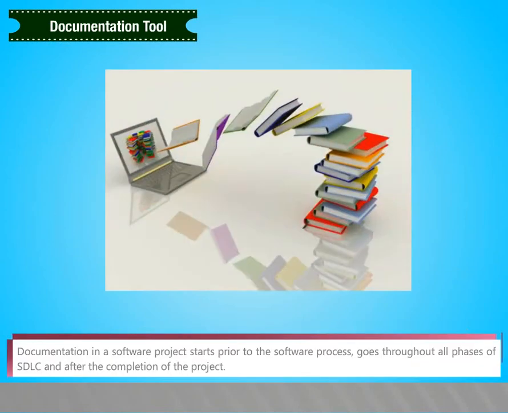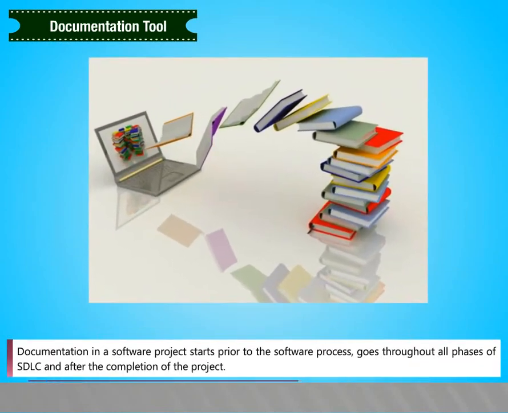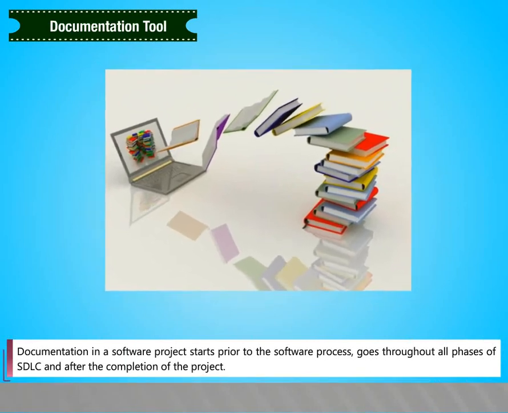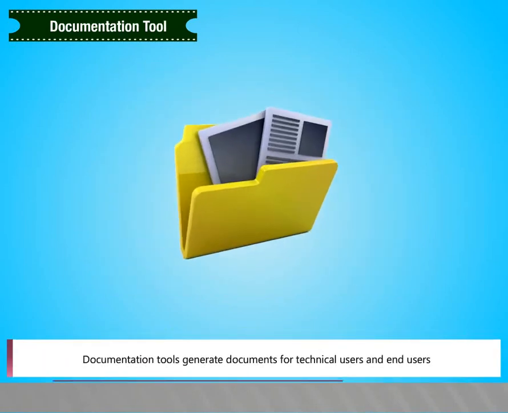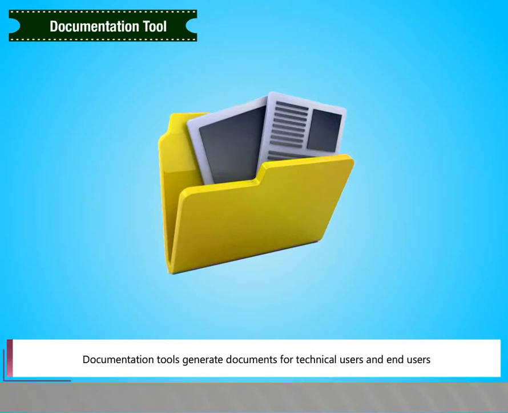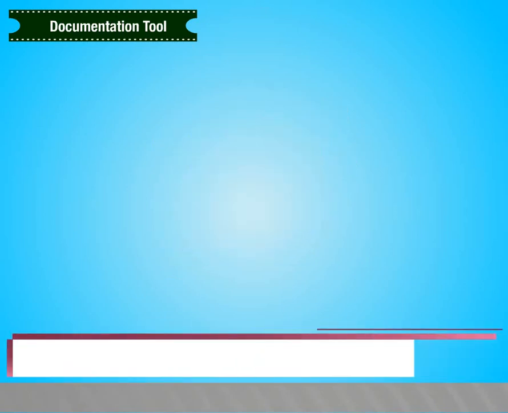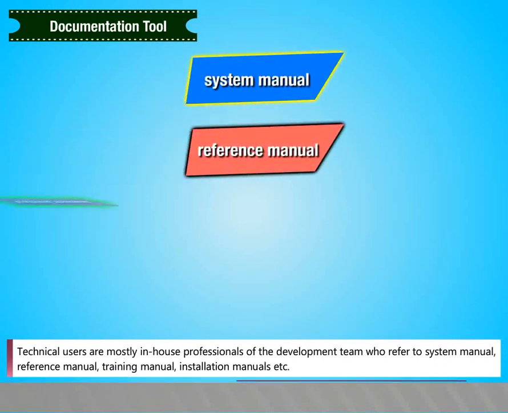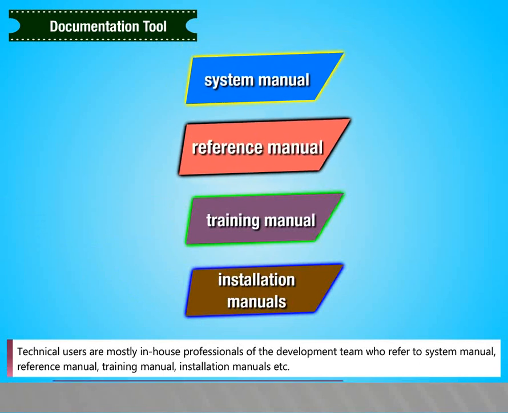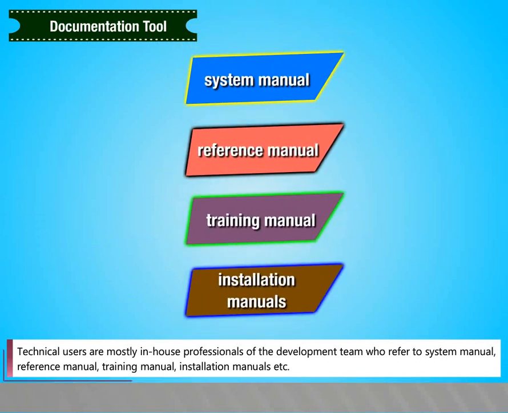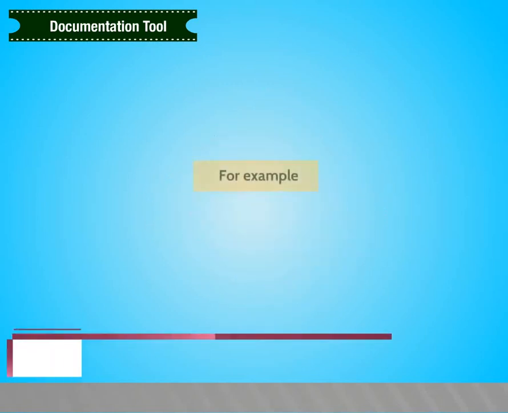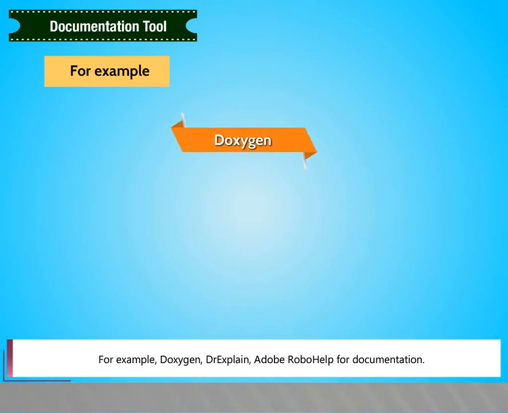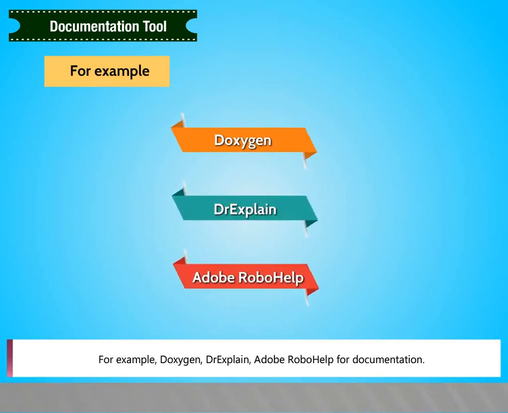Documentation tool. Documentation in a software project starts prior to the software process, goes throughout all phases of SDLC, and continues after the completion of the project. Documentation tools generate documents for technical users and end users. Technical users are mostly in-house professionals of the development team who refer to system manual, reference manual, training manual, installation manuals, etc. The end user documents describe the functioning and how-to of the system, such as the user manual. For example, Doxygen, Dr. Explain, Adobe RoboHelp for documentation.